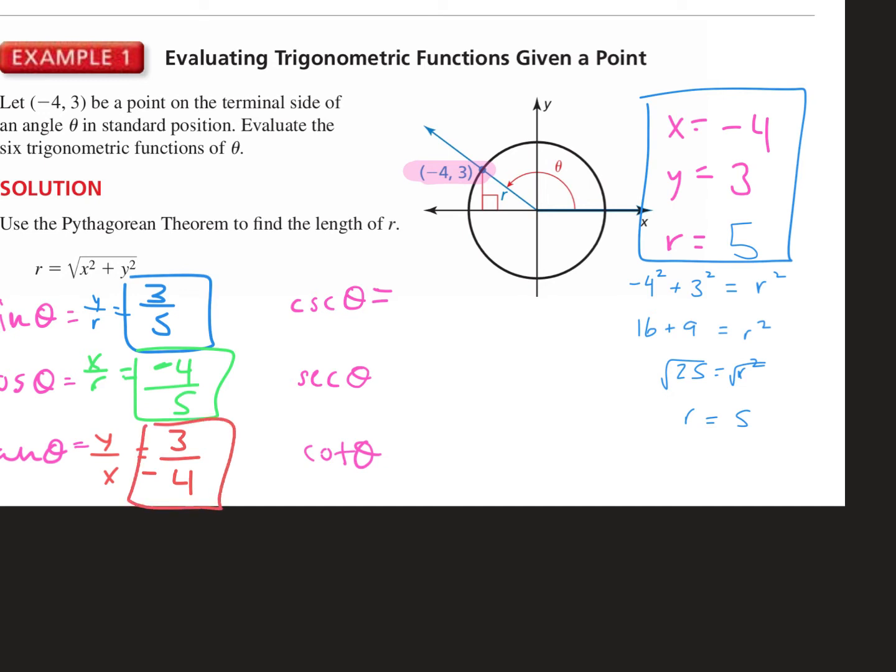So those are our three trig functions, and we need to find the next three. So each one of these is the reciprocal. So all we need to do is flip it. Since sine is y over r, cosecant is r over y. So this would be 5 over 3. What would our secant be?